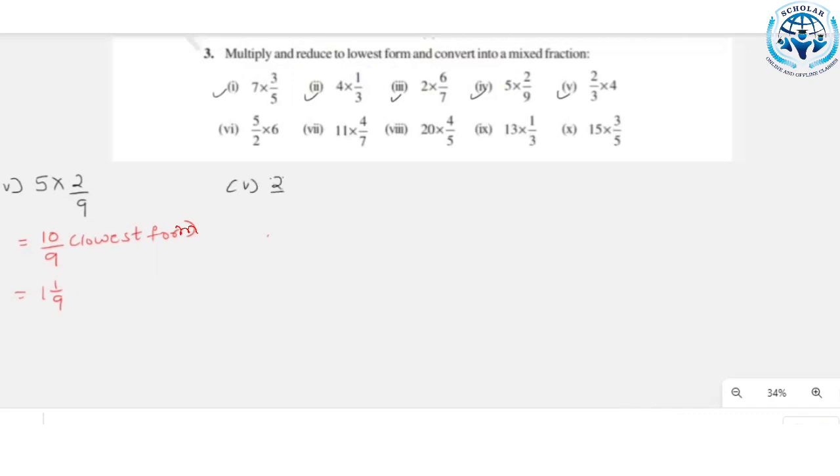Now, the fifth one, 2 by 3 into 4. The answer is 8 by 3. Dividing 8 by 3, we get 2 2 by 3.